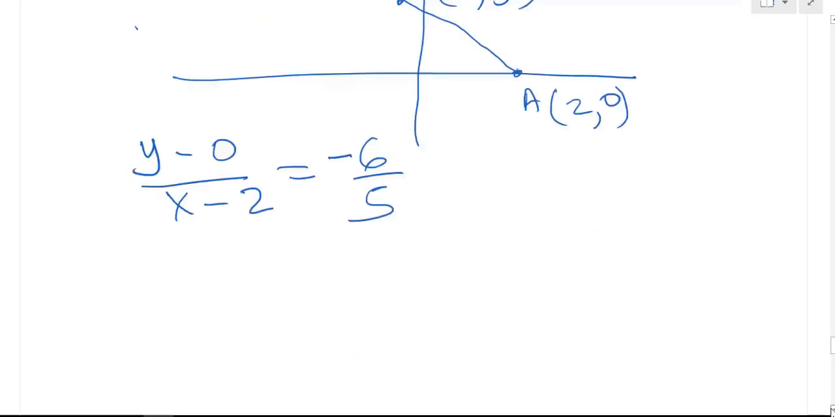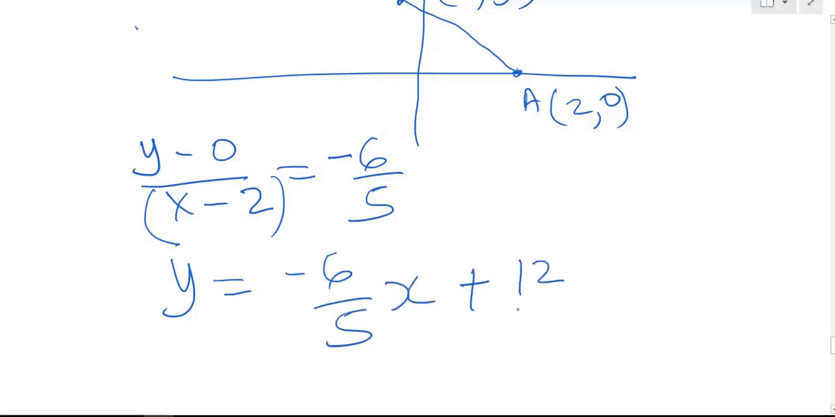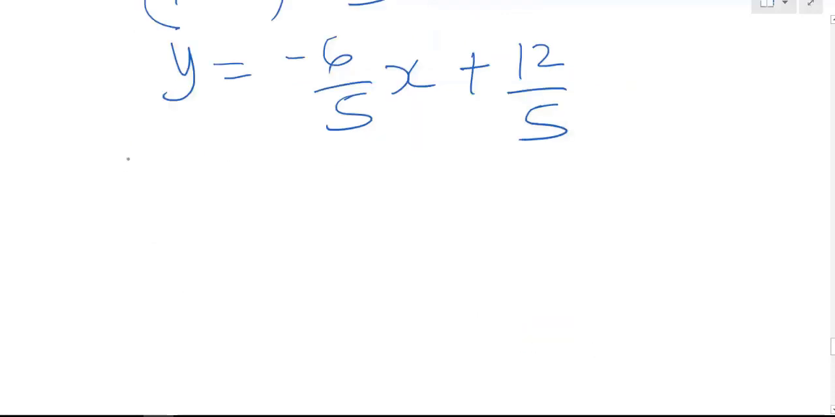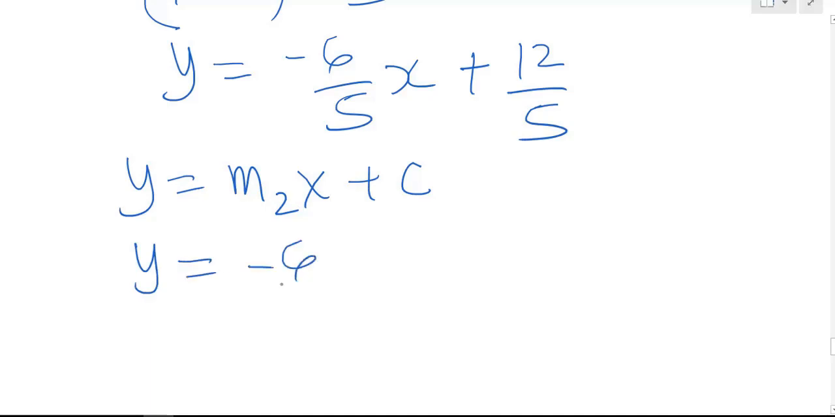We now write this equation in the general form y = mx + c. We multiply both sides by the denominator on the left hand side, and we are going to get y = -6/5 x + 12/5, which is our equation. For the second line, we have y = m2x + c, and the gradient is the same, so therefore we have y = -6/5 x + c.